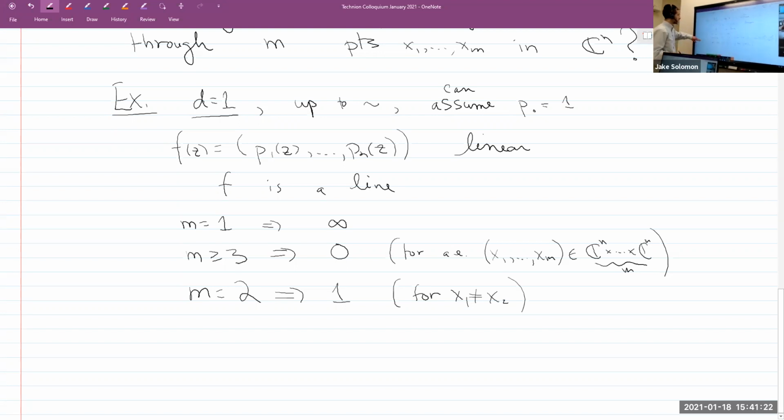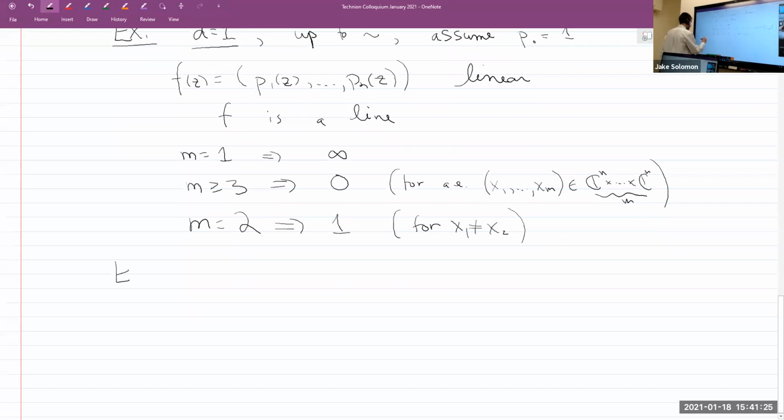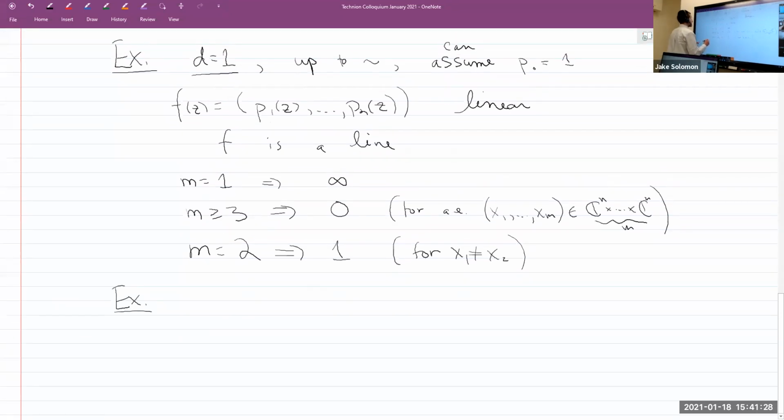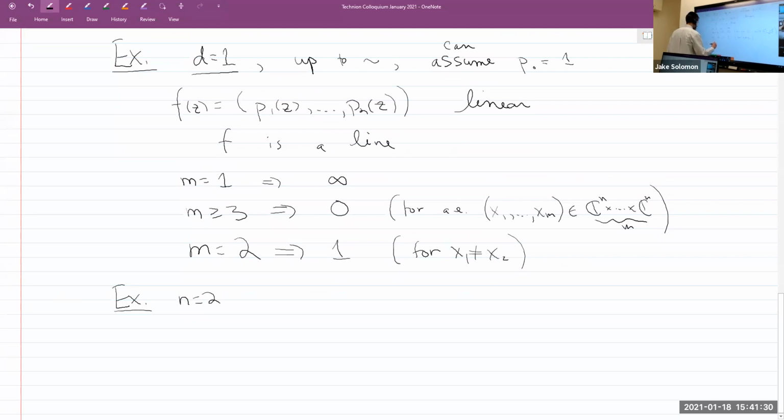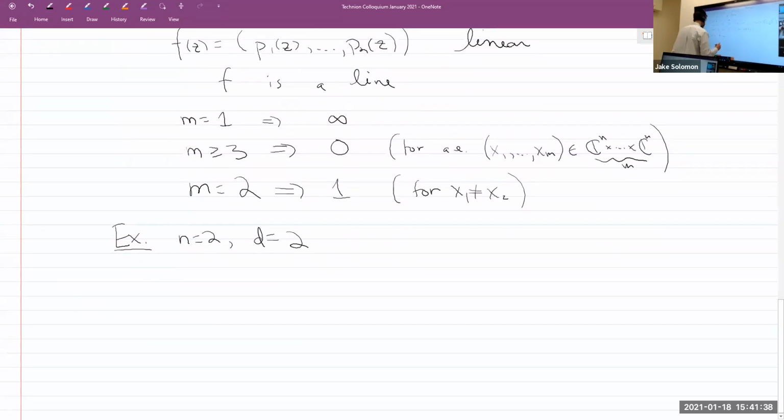Okay, so that's a fairly down to earth example. Next example would be, let's specialize in n equals 2. It's easy to get a feel of. Let's say d equals 2 now. So it's elementary to show that a rational curve is a conic section. So if you look at the image of such a map, you get a conic section.